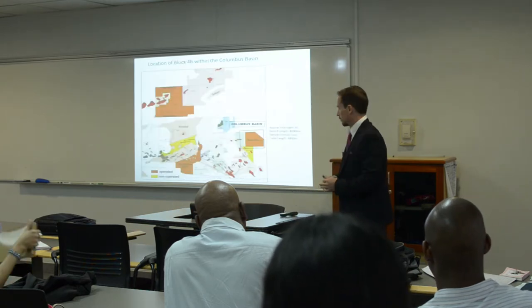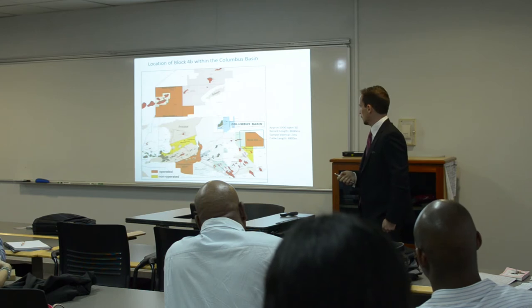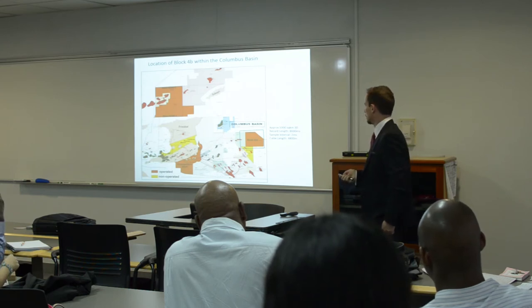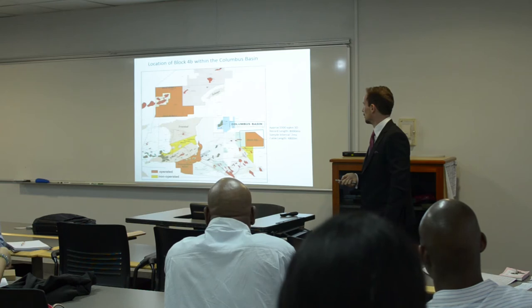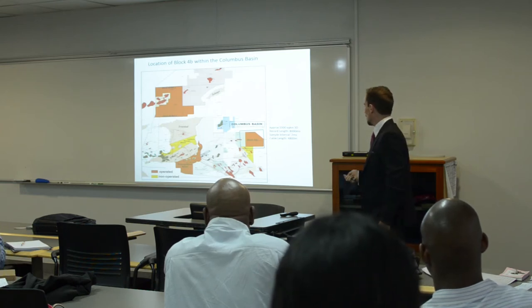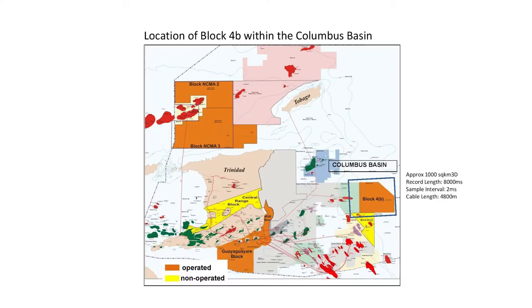So to look in closer to where we are, this map's a little out of date. It's showing Nikon acreage, but the key thing is Block 4B here, and we do see a bit of data from 5C, which, as I said, we sold to BG recently. The key data set that we're looking at is approximately 1,000 square kilometres of 3D seismic that covers 4B and then a bit into the adjacent block there with the Toucan development.